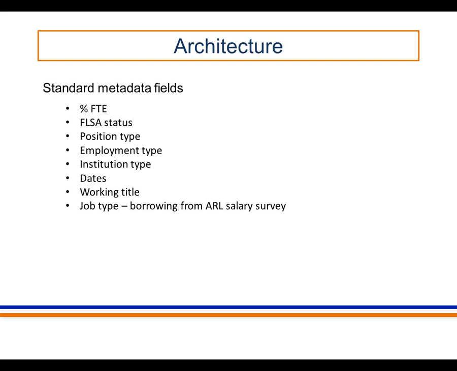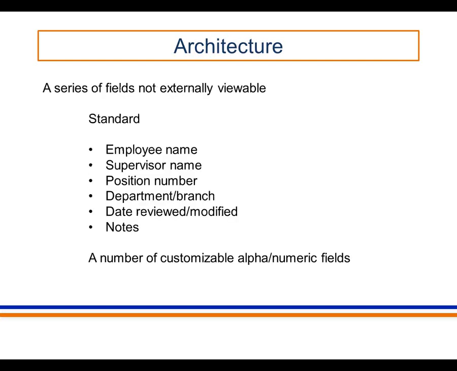The idea is that there's probably a lot of useful information in the working titles, not only for the way we think of the position at the institutional level, but also in the ability for us, as an industry, to access the information that's going to be in this archive. And then the job type, the idea is that there are some standard job types that we're probably all pretty familiar with from the ARL salary survey that we would use, and that would help us to search through the data more effectively.